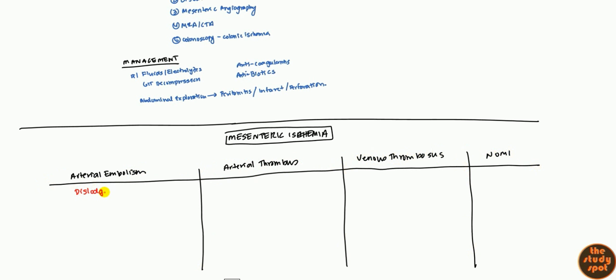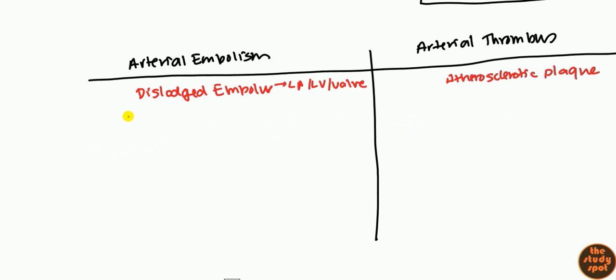Arterial embolism is due to a dislodged embolus, usually from the left atrium, left ventricle, or a valve. So something from the left side of the heart dislodges and goes into the mesenteric artery. Arterial thrombus is usually due to an atherosclerotic plaque. A venous thrombus is due to some type of hypercoagulable state. And non-occlusive mesenteric ischemia is due to some sort of vasoconstriction of the arterial system. So what we'll do first is look at arterial embolism.